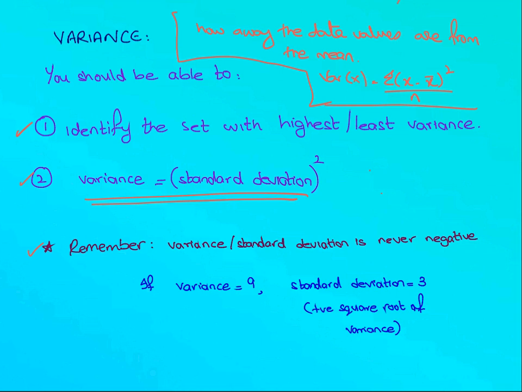Standard deviation is also a measure of dispersion, which is just this. If I talk about the formula, this is the formula for standard deviation. But again, you will not be asked to compute the standard deviation. You can be asked to state the standard deviation if you have the variance, or state the variance if you have the standard deviation. For instance, here I give you the variance and I ask you for the standard deviation. It's going to be square root of 9, which is 3.